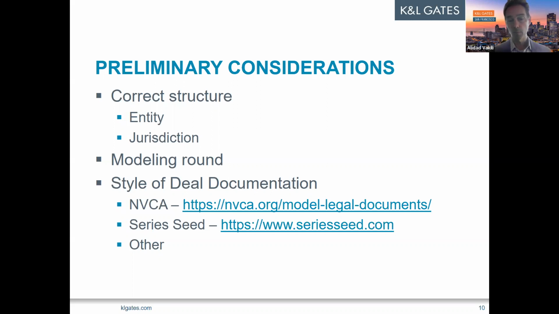There are other types of model forms as well. The other one that's fairly well known, not nearly as well known as the NVCA forms, is Series Seed. The website's there; you can check those out. Those are a little bit watered down, in a sense, so they don't have as many of the provisions as the NVCA forms.